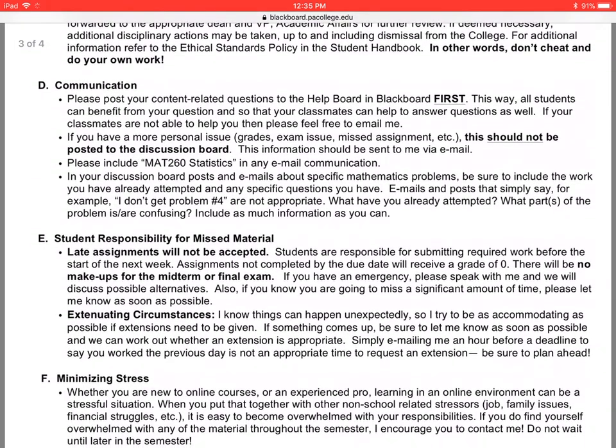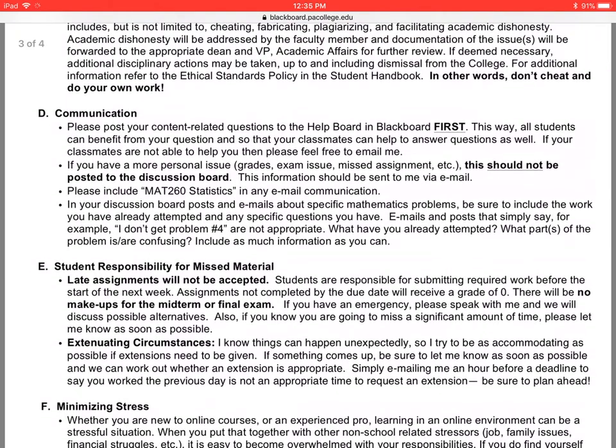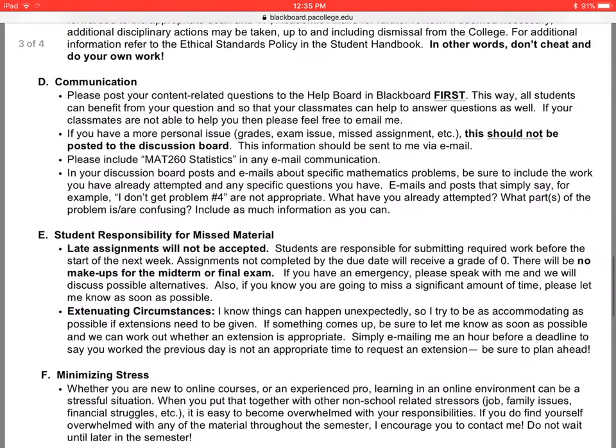For communication, please post your content-related questions to the help board on Blackboard first. This way, all students can benefit from your question, and your classmates can also help answer your questions as well. If you have a more personal issue, this should not be posted to the discussion board. Please email me these questions.